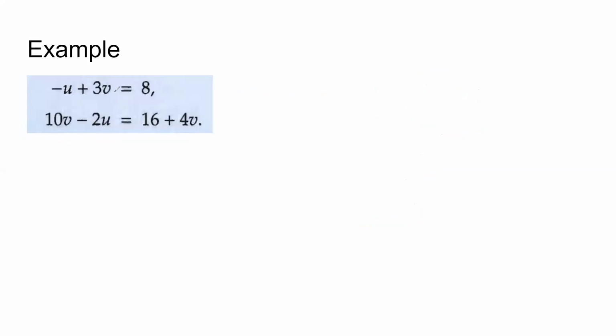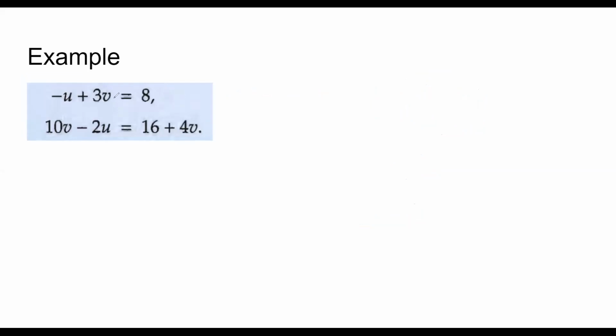And here we have another example. We have negative u plus 3v equals 8 and 10v minus 2u equals 16 plus 4v. Let's look for one of the variables to eliminate. So we have a negative u here and a 2u here. But what we should do first is we see on the second equation there's a v on both sides. So let's just move the v to the same side. Let's subtract 4v from both sides. We get 6v minus 2u is equal to 16.